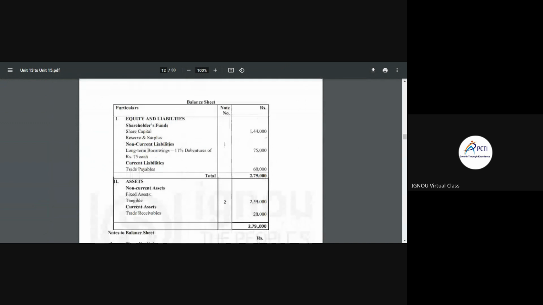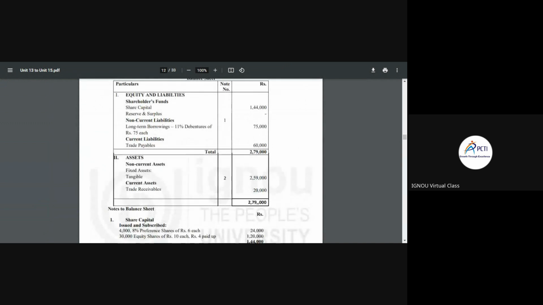Next, we need to make the balance sheet. Equity shareholders, in which we have share capital 1,44,000. There is no reserve and surplus in this question. Then we have non-current liabilities, long-term borrowing, that will be 11% debenture of rupees 75 each, 75,000. Then we have trade payables of rupees 60,000.